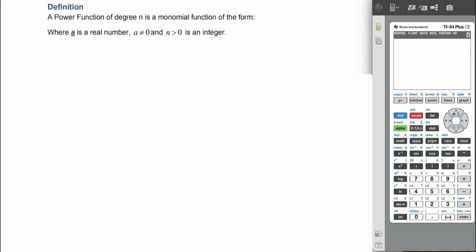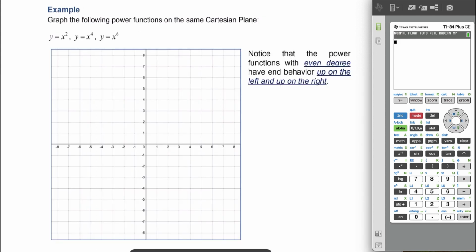A power function of degree n is a monomial of the form a x to the n, where a is a real number that is not 0 and n is an integer greater than 0. Let's graph the following power functions on the same Cartesian plane. So in the calculator, we have x squared, x to the 4th, and x to the 6th.